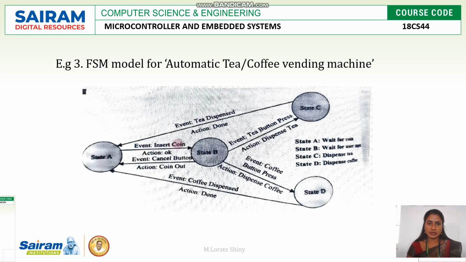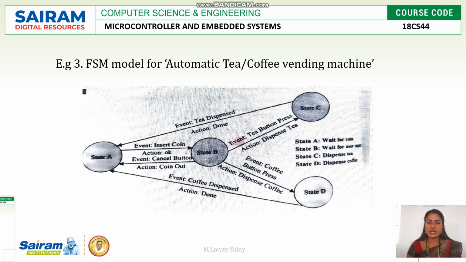Once the coin is inserted, he can move forward, or he can press the cancel button to get back the coin. So there can be 2 actions: he inserts the coin, or he presses the cancel button. If he presses the cancel button, then the action will be that he gets the coin back, so the state will go to state A again. If he presses OK, the state will go to the next state, that is state B, which means it will wait for the user input. He has to select coffee or tea.